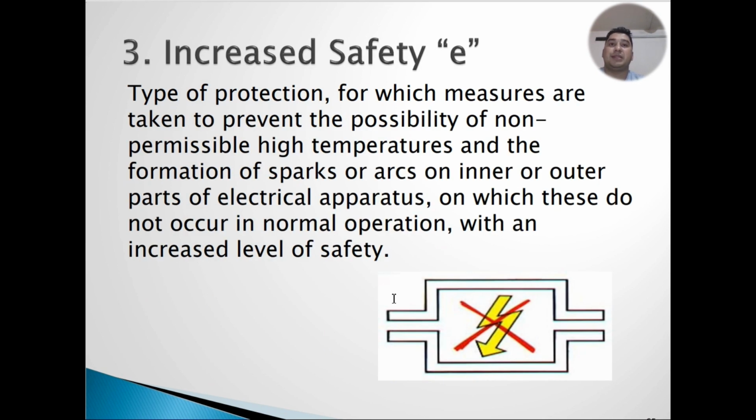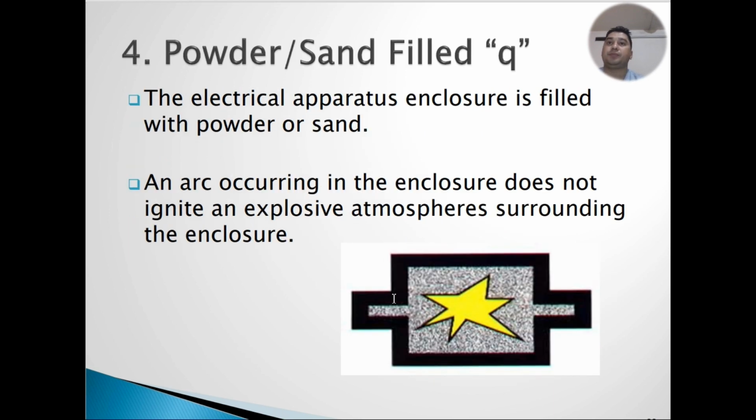Now we have the increased safety, E, for the electrical. This is a type of protection for which measures are taken to prevent the possibility of non-permissible high temperatures and the formation of sparks or arcs in inner or outer parts of electrical apparatus on which these do not occur in normal operation, with an increased level of safety.